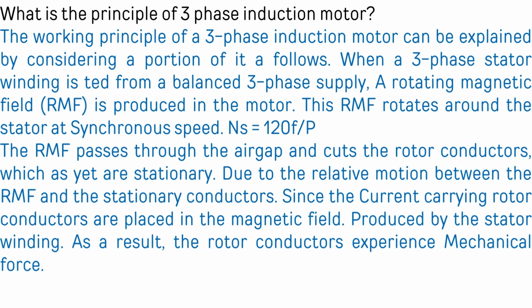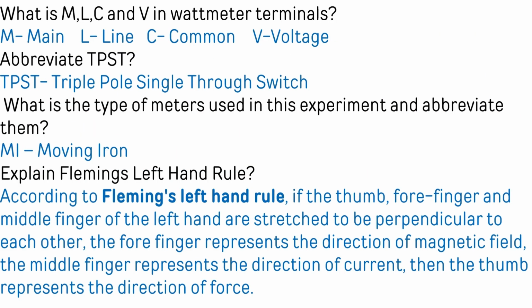Now, in the wattmeter there are four terminals: M, L, C, and V. What are the M, L, C, V in wattmeter terminals? M indicates main, L indicates line, C means common, V means voltage. Abbreviate TPST. TPST means triple pole single throw switch. Which type of meters are used in this experiment? Moving iron, MI. MI means moving iron.